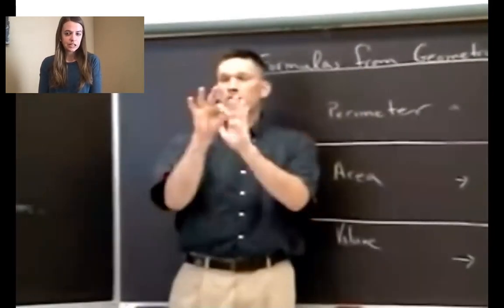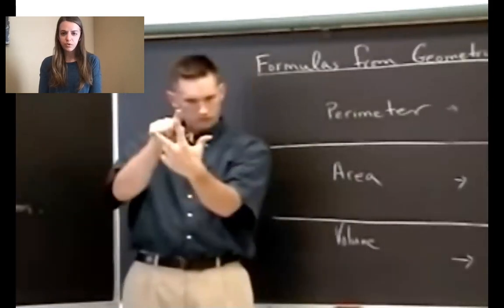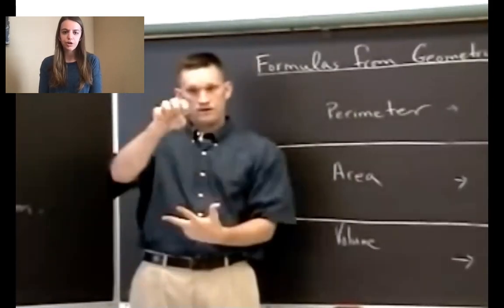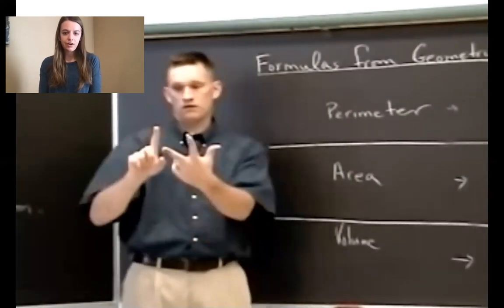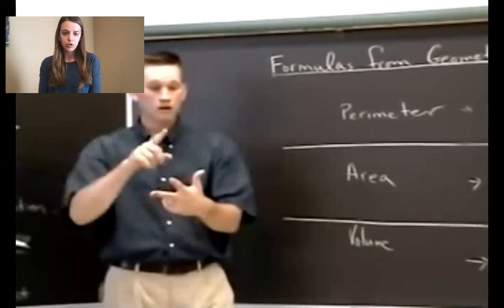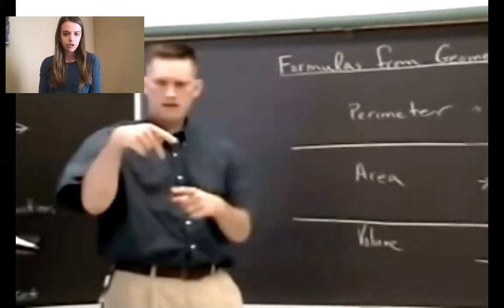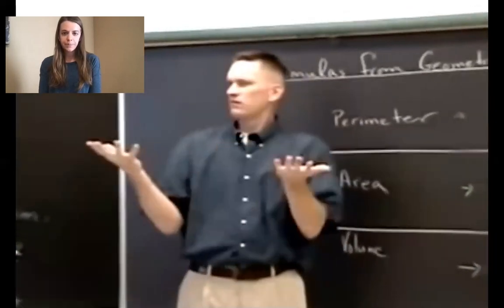So does anybody know what this is? Formulas from geometry. We're gonna talk about three areas that we're gonna break down. First one is perimeter. The second is area. And the third is volume. Okay, so the first one we're gonna focus on is perimeter.